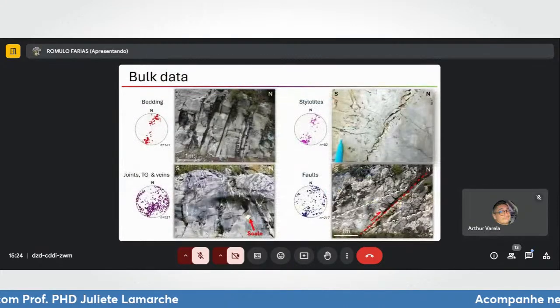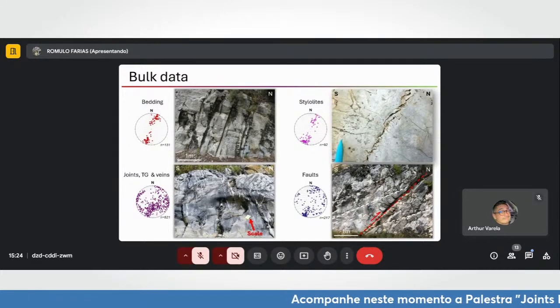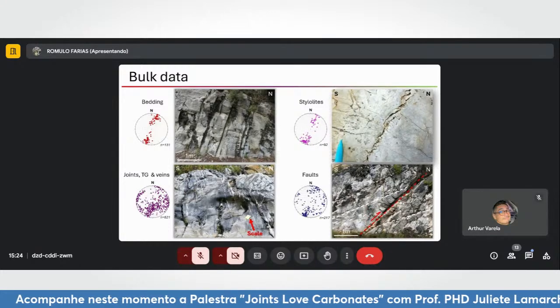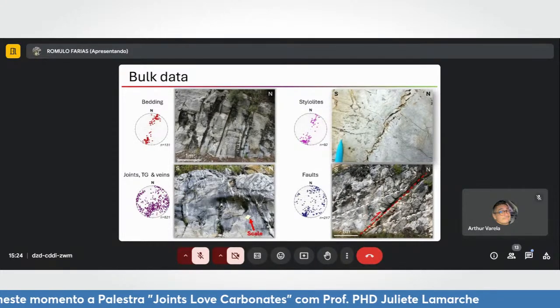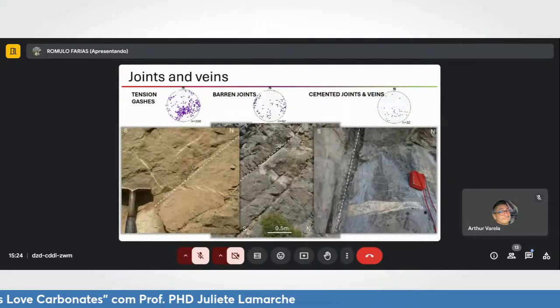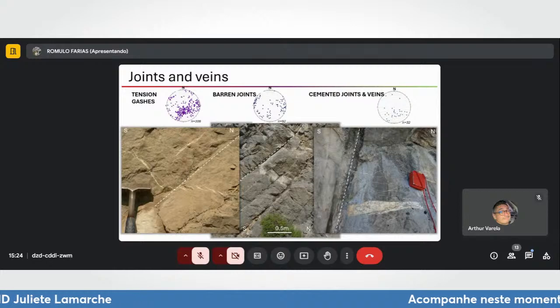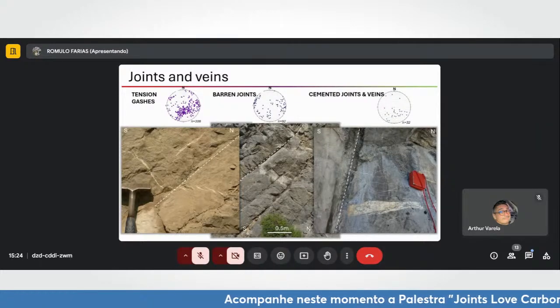And we measured everything: fractures, stylolites, faults, bedding, everything. So these are the data very quickly. All the bedding, stylolites due to burial or tectonics, joints, tension gashes and veins, and any faults. In the joints, we separated the tension gashes like this from the barren joints, empty, and the cemented joints and veins.